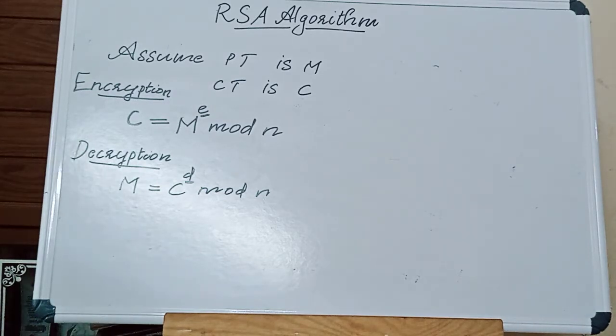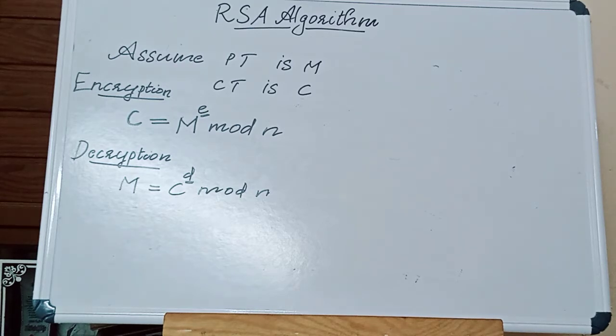Here the first step is to select two large prime numbers P and Q. Then find the value of n. n is equal to P into Q. This n value should be public, and the P and Q values should be private. Next, we have to find the keys, both the public key and the private key.